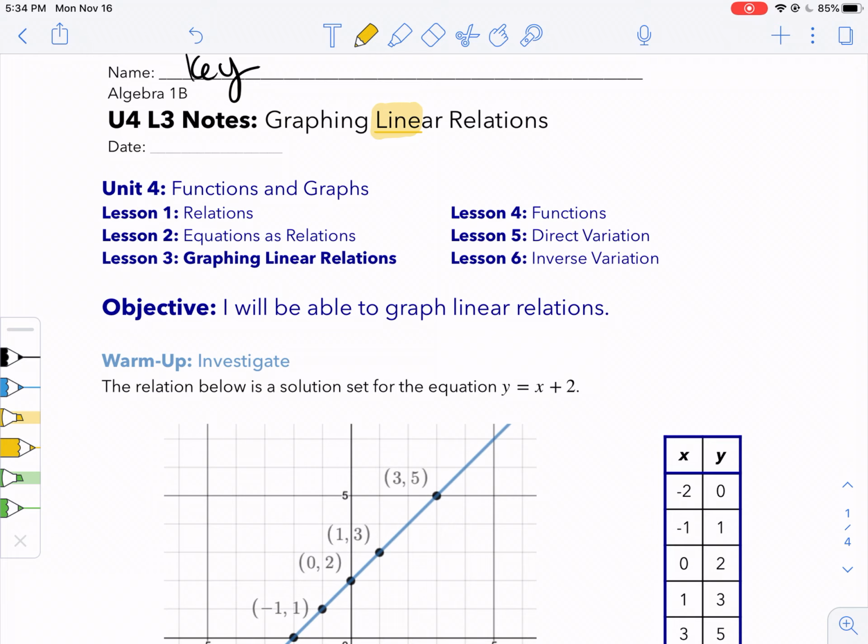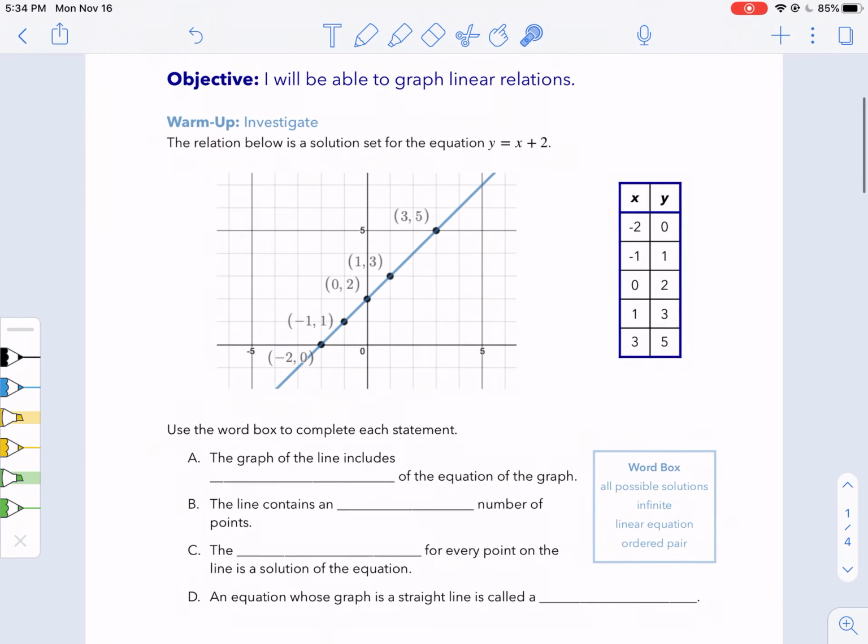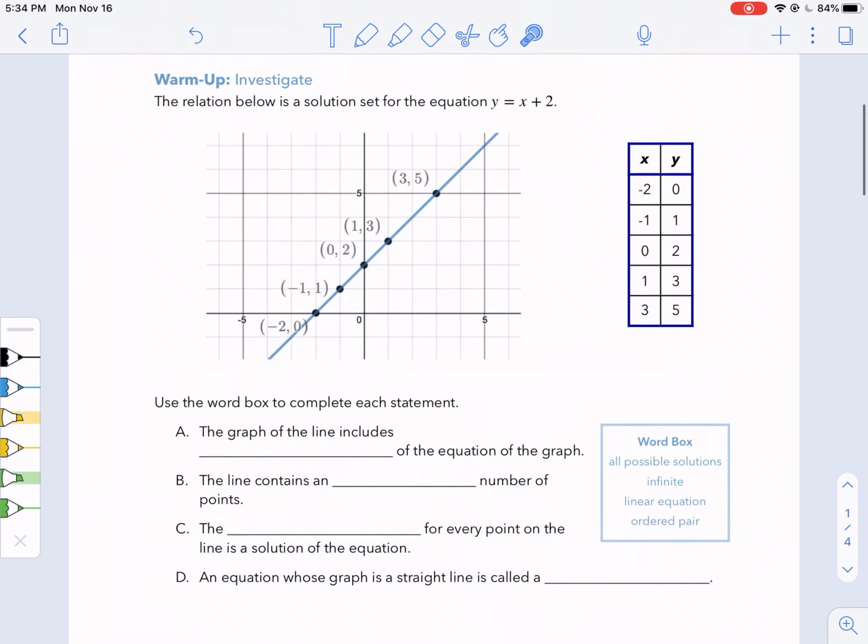So here we go. Here we've got this graph of the line and we've got a table over here. So let's look at it. What can you tell? The graph of the line includes, what do you think? All possible solutions, infinite, of the equation, linear equation, ordered pair. The graph of this line includes all possible solutions of the equation.